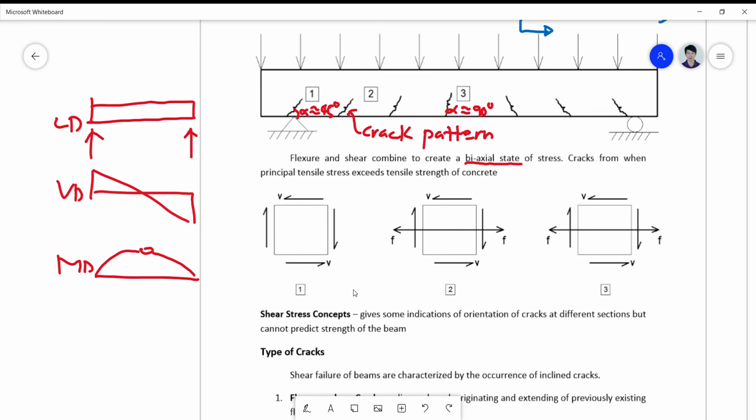So you call this now the biaxial state of stress. So when you say biaxial, there are two axes. One is vertical and the other is horizontal. Okay. So shear stresses are just like frictional stresses, which are at the surface.